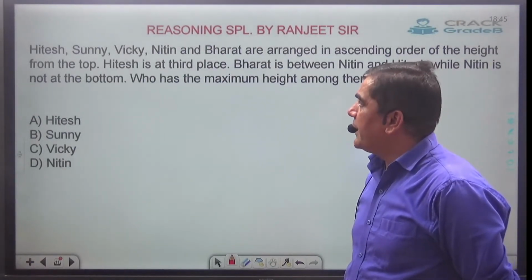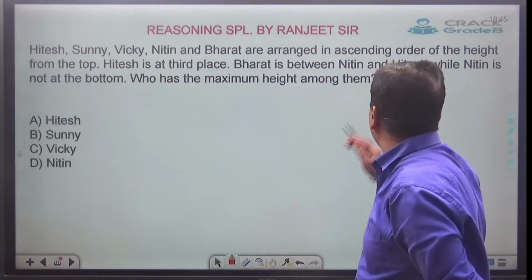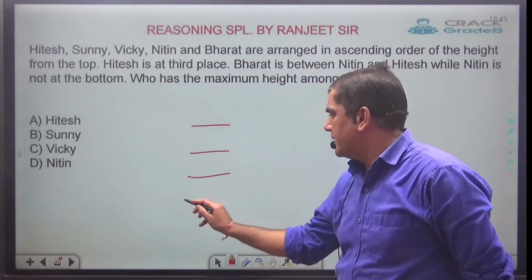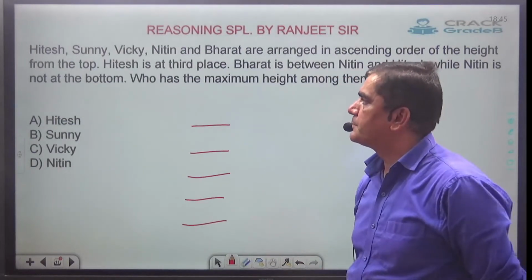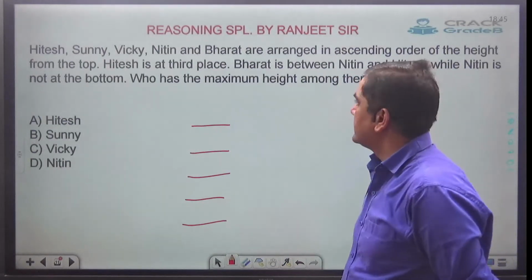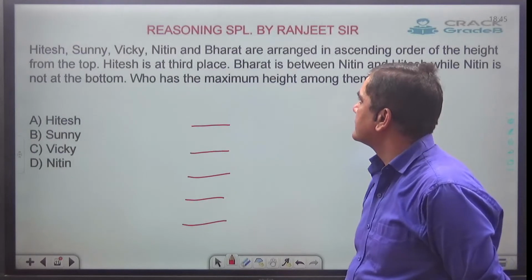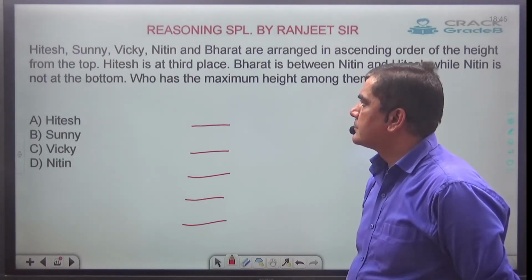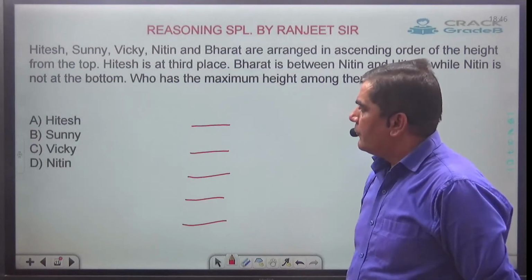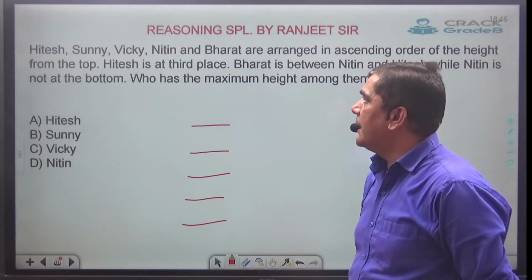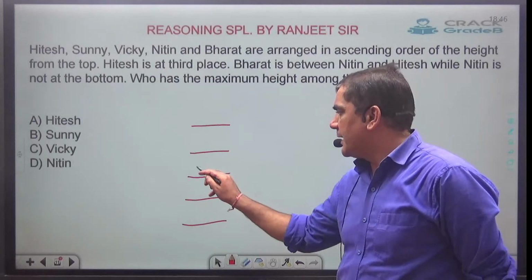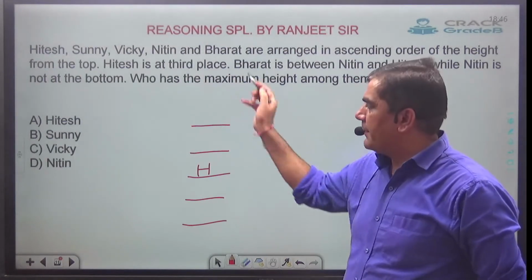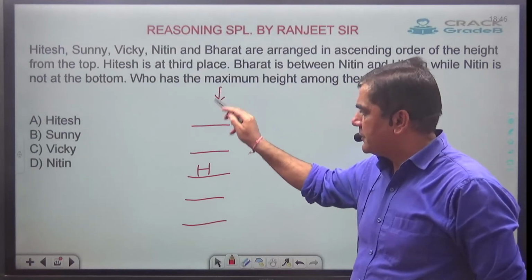Hitesh, Sunny, Vicky, Nitin, Bharat are arranged in ascending order of their heights. Okay, 5 persons need to be arranged. So let's mark these 5 places that need to be filled up. First condition, Hitesh is at the 3rd position. So Hitesh will come over here, 3rd position. Third place means from the top I have to see the 3rd place.